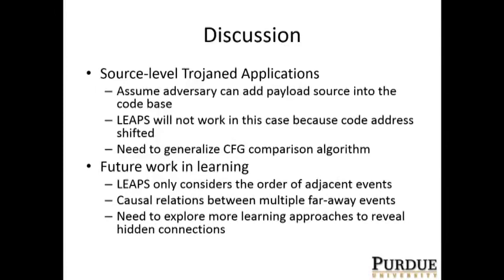We should not only consider the code address distance, but also consider the shape of the control flow graph, which may use structured learning, a hot topic in the machine learning community. Currently, we only consider the order of adjacent events, but there may exist causal relations between multiple events that are far away from each other in the log. So we need to explore more learning approaches to reveal the hidden connections between them. One possibility may be the hidden Markov model.